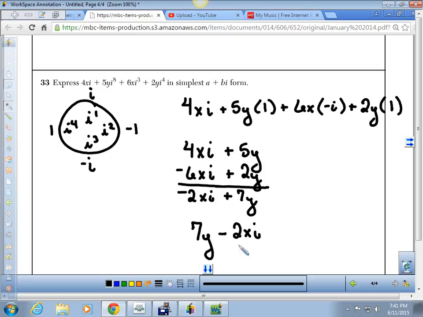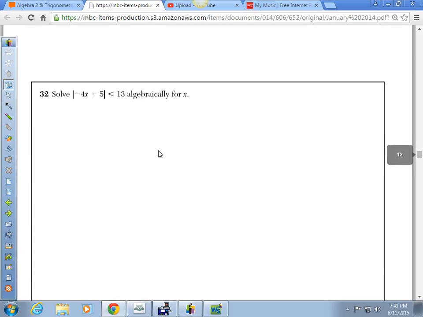Powers of i will definitely be on your Regents exam. i squared is negative 1, i cubed is negative i. Then we work our way around. All right, with 33. Cruising right along. 32.